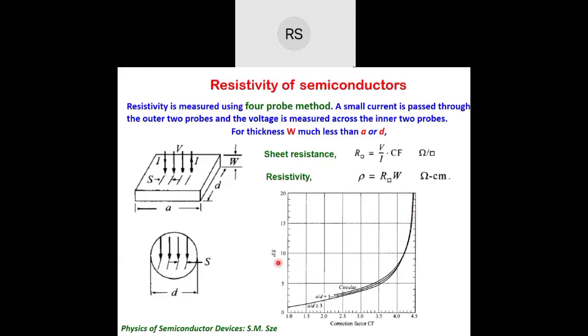If you have a probe distance of 1 millimeter and d of 1 centimeter, then you have d by s of 10. So you are here actually, and you see the correction factor is huge. It is more than 4. So in the calculation of sheet resistance, you should not forget this correction factor. Otherwise, your resistance, and hence the resistivity, will be in error by a factor of 4. So this is huge actually. That's why experimentally, when you are measuring using this collinear 4-probe method, you have to be careful about this correction factor. So this is one important point.